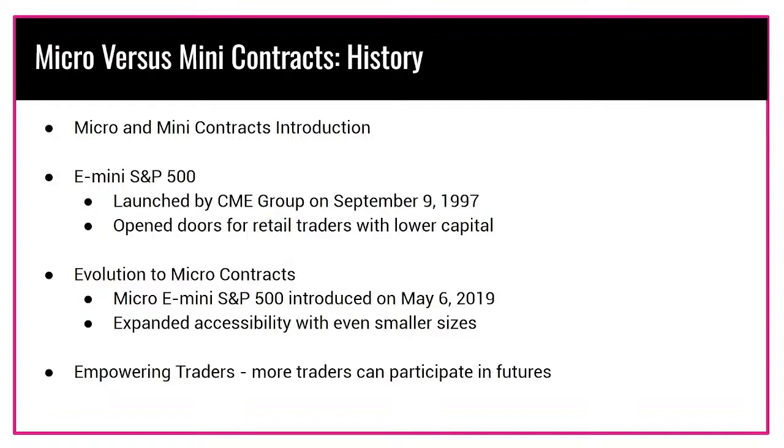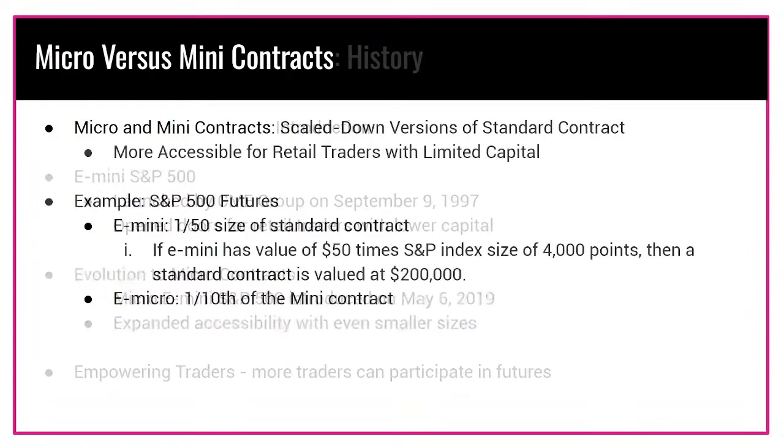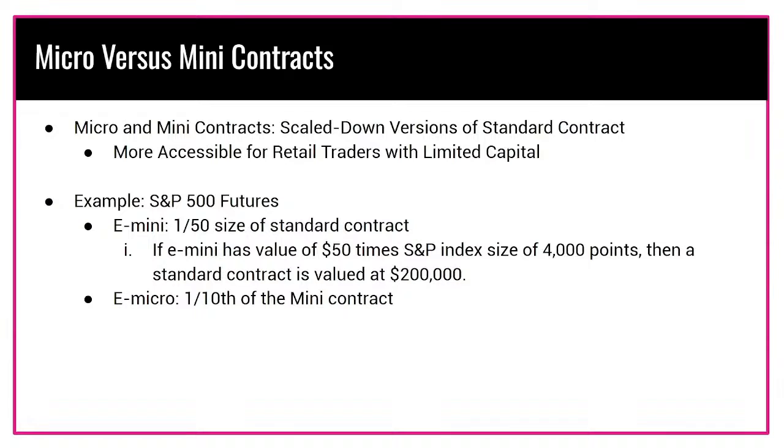Building upon this success, micro contracts, including the Micro E-mini S&P 500, were later introduced on May 6, 2019, further democratizing futures trading by providing even smaller contract sizes. These innovations revolutionize market participation, empowering traders with varying capital levels to engage in the dynamic world of equity index futures. Micro and mini futures contracts provide traders with tailored options to engage in the futures markets while accommodating varying levels of capital and risk tolerance.